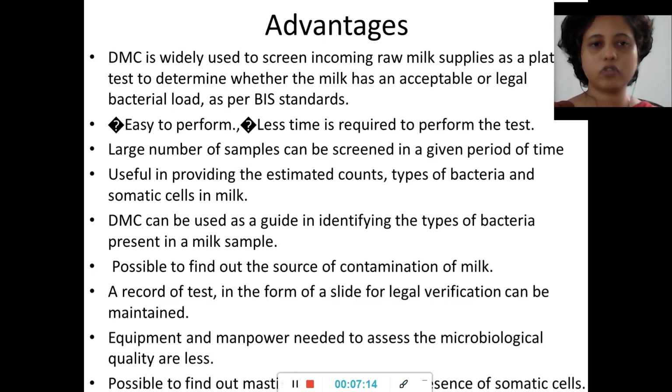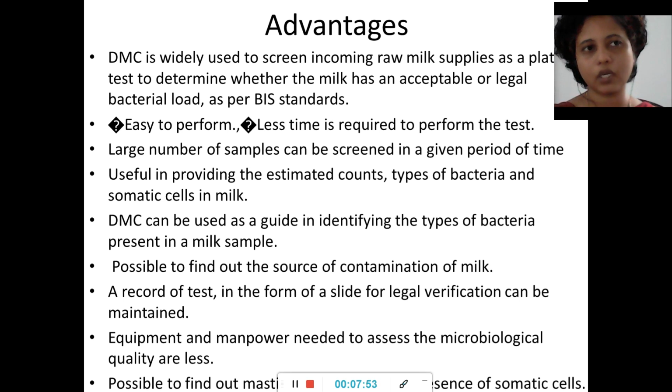What are the advantages here? DMC is widely used to screen incoming raw milk as a platform test to determine whether the milk has an acceptable or legal bacterial load as per the BIS standards, and it is easy to perform and less time is required. A large number of samples can be screened in a period of time, and it is useful in providing estimated counts, types of bacteria and the somatic cells in the milk. And it is used as a guide in identifying the types of bacteria present in a milk sample, and you will be able to find out the possible source of contamination of milk also.